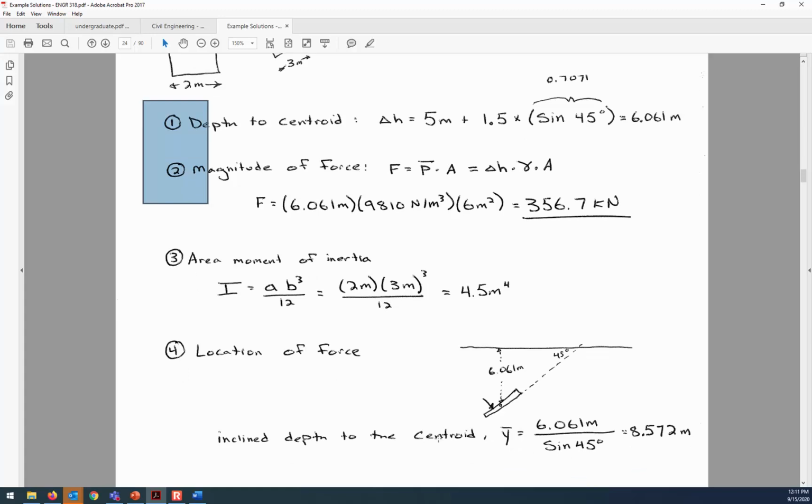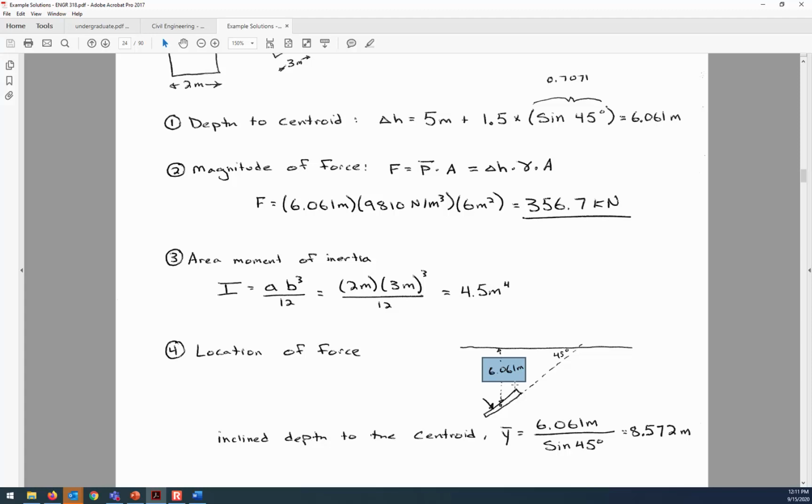If we have that the delta H is 6.06 meters, we want to know what's the inclined distance from the centroid to the water surface. So it's the vertical distance divided by the sine of 45 that will give you the inclined distance from the centroid to the water surface. So 8.572 meters. That is the inclined distance to the centroid.